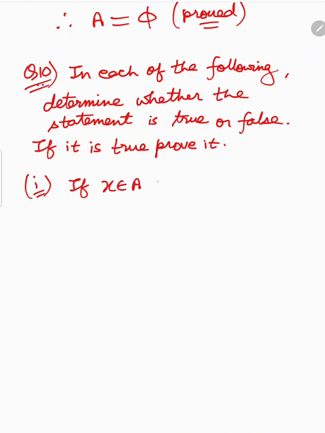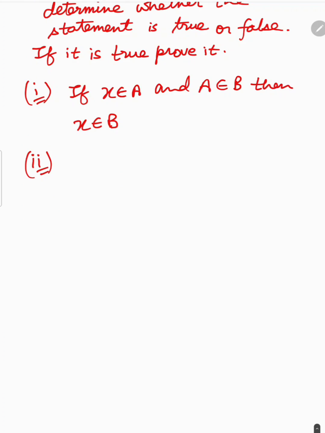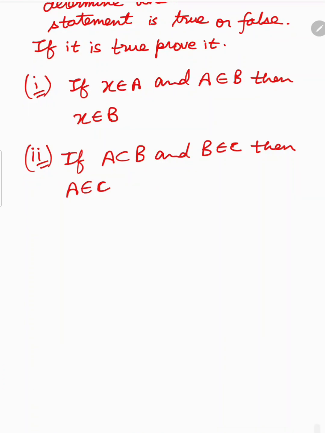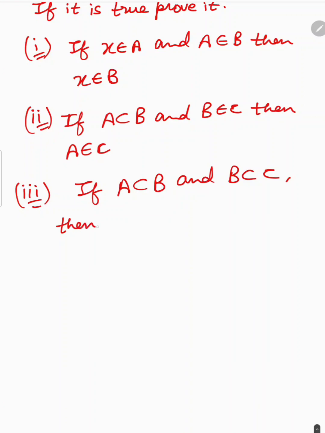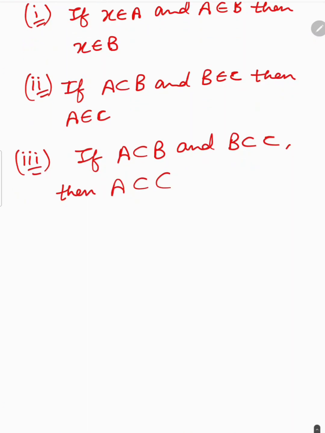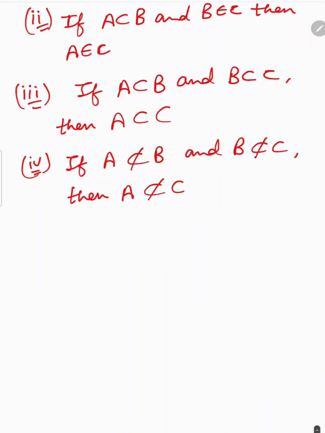If x belongs to A and A belongs to B, then x belongs to B. Second part, if A is a subset of B and B belongs to C, then A belongs to C. Third part, if A is a subset of B and B is a subset of C, then A is a subset of C. Fourth, if A is not a subset of B and B is not a subset of C, then A is not a subset of C.